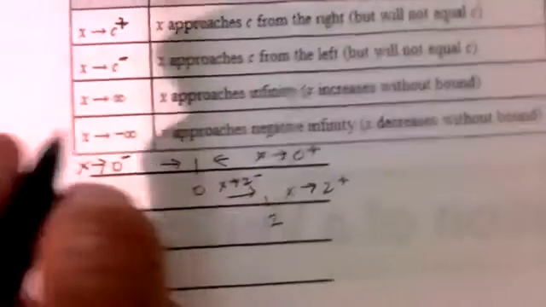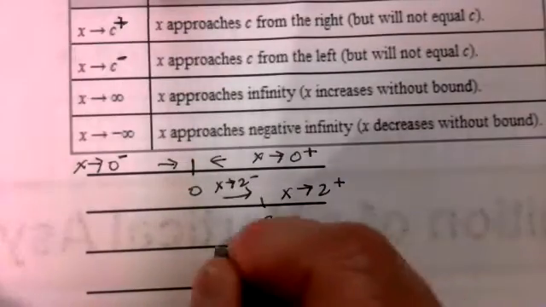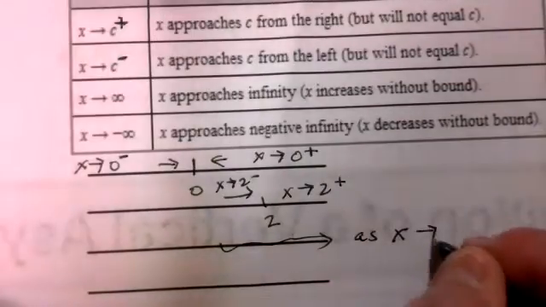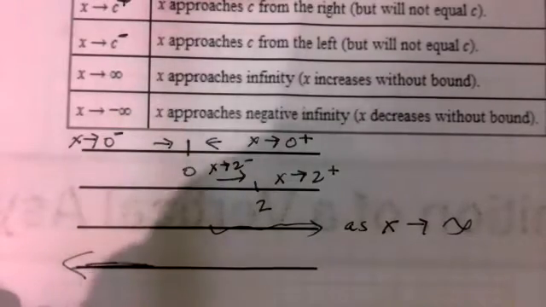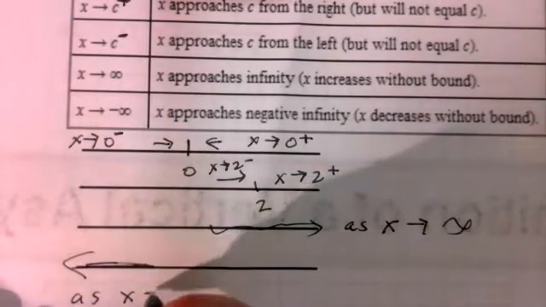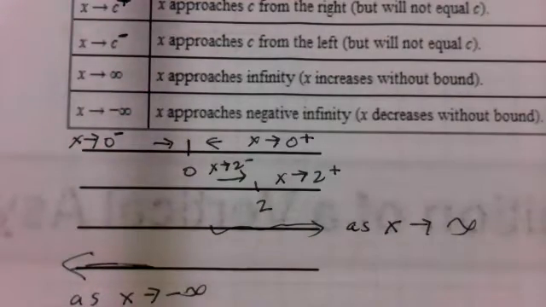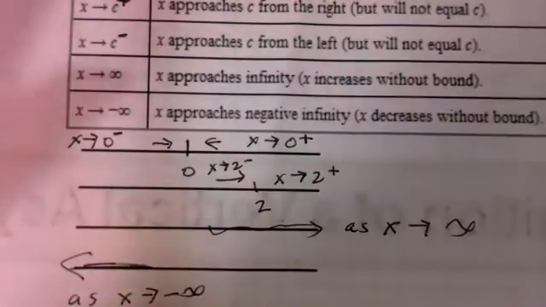And then, of course, as x approaches infinity, it's just going this way, and going out this way. This would be as x approaches negative infinity, just going out this way. Okay. And then let's look at another function, or actually, first let's look at this. It is another function, but it's a transformation of y equal 1 over x.